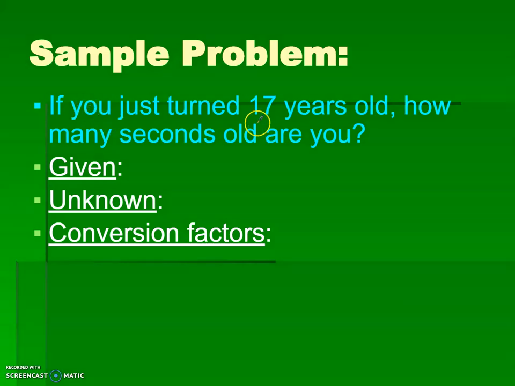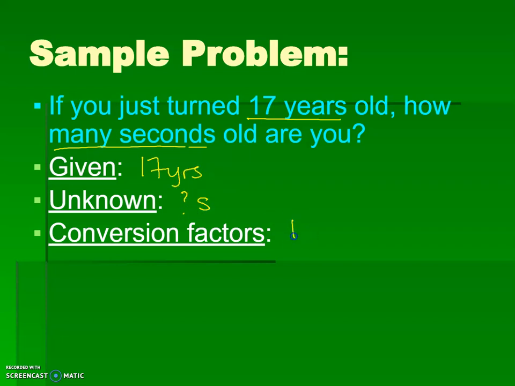When we do these problems, it's good to identify what's given. That's the number that you have, 17 years. The unknown is the question word of the whole sentence: how many, how much, what, who, where, why, when, how. So we're looking for seconds. So what do we know?